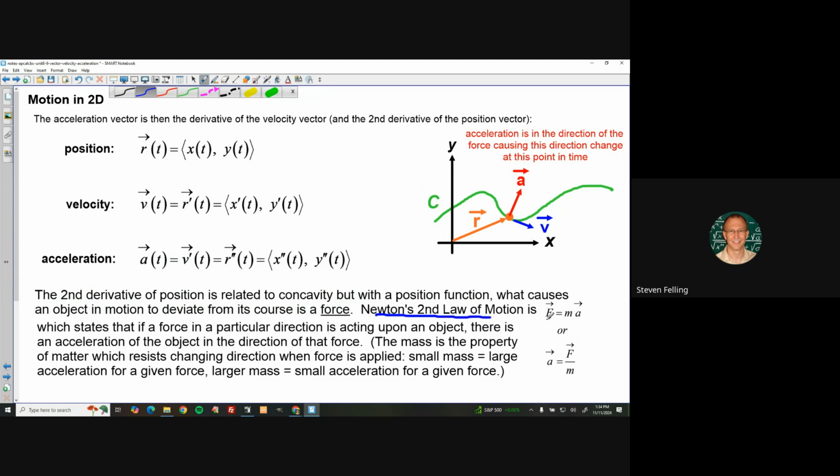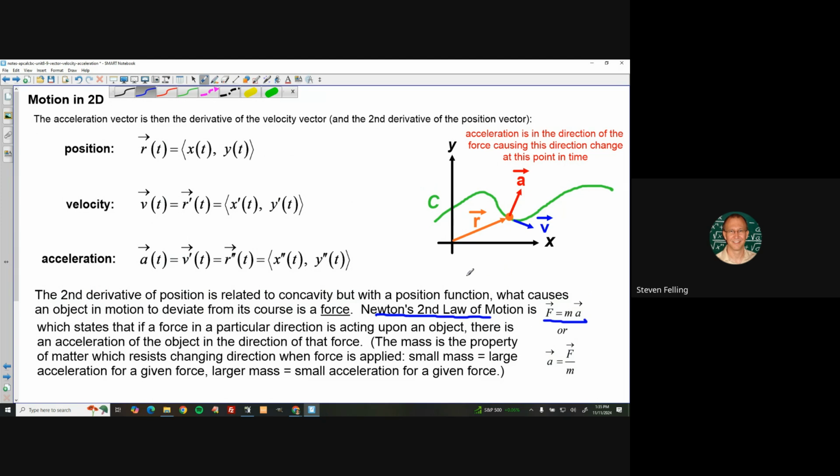Newton's second law of motion is F equals ma, which means the acceleration is just the force divided by the mass. So if we have the acceleration as a vector, it means the force that causes that acceleration can now be a vector. So I just think of it as, if you're pushing on something in some direction, the mass is the property of the matter which resists changing direction. So if you have a small mass, a particular force will cause a large acceleration, and if you have a large mass, a particular force will cause a smaller acceleration, right? But the force and the acceleration are in the same direction.